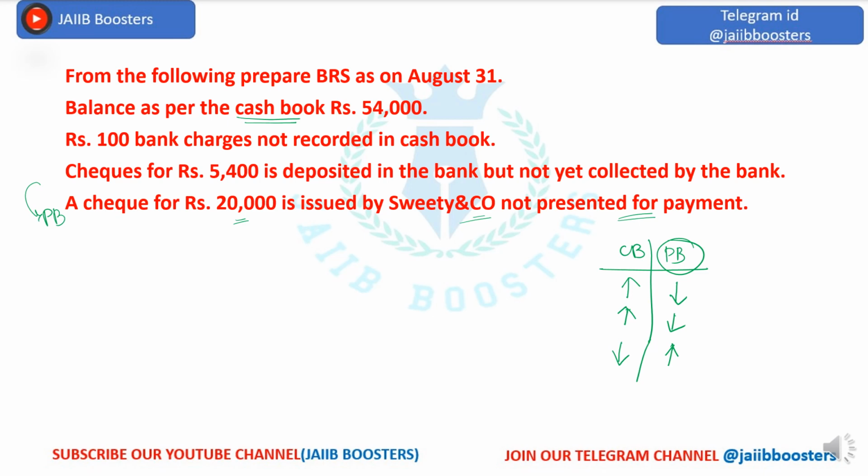So here we have to write passbook differences. The first balance here is 54,000. Downward arrow is minus, positive. So here minus 100. Next plus, what's the amount here? 5,400. Next, sorry, here minus, right.